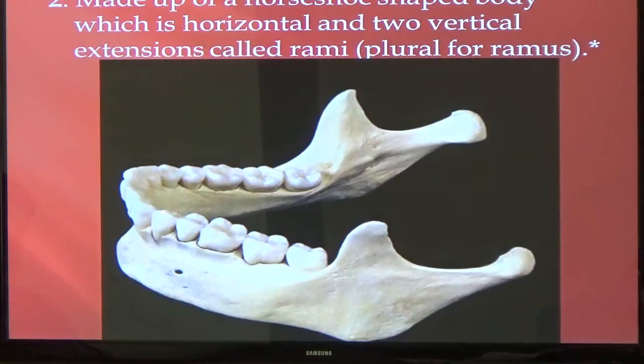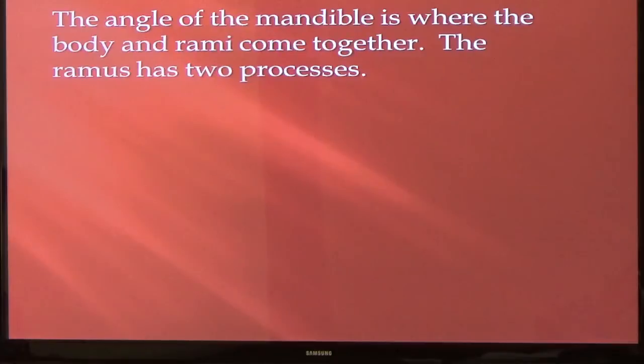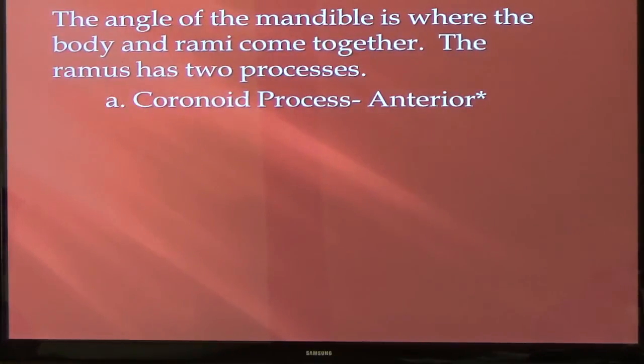Okay, so the body and the ramus, one on each side. And the ramus has these guys. The angle of the mandible, this is the angle of the mandible right here, right where it forms an angle. This is normally where the mandible breaks. If somebody breaks their jaw, they'll break the angle of the mandible right here. So where the ramus and the body come together, that's the angle.